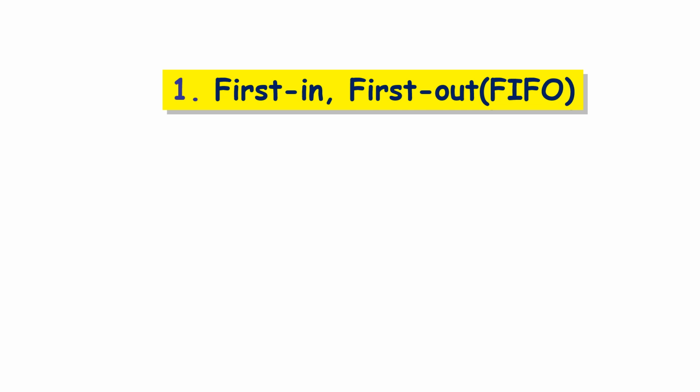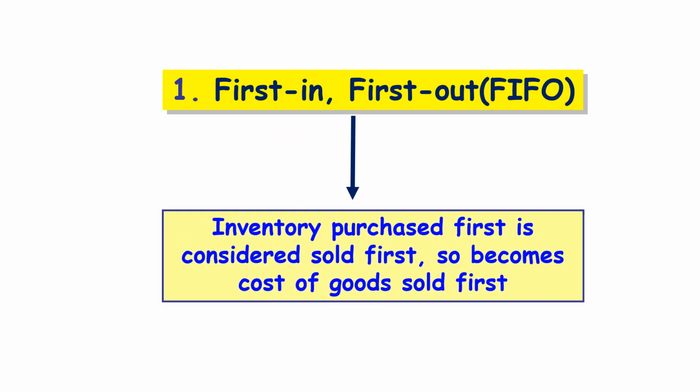So what is first in, first out? First in, first out, as the name implies, states that inventory purchased first is considered sold first. So therefore, it becomes the cost of goods sold first. Now let's go back to that example to help us understand which ones we sold and what the cost of those items is. We will answer that same question we just talked about using first in, first out.